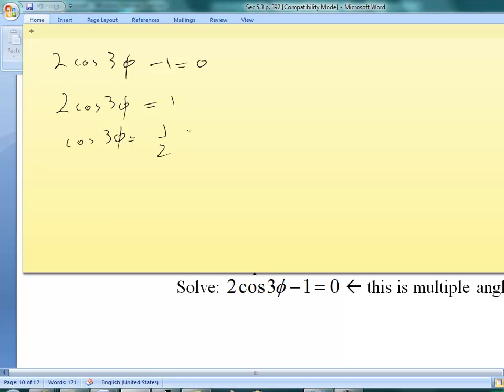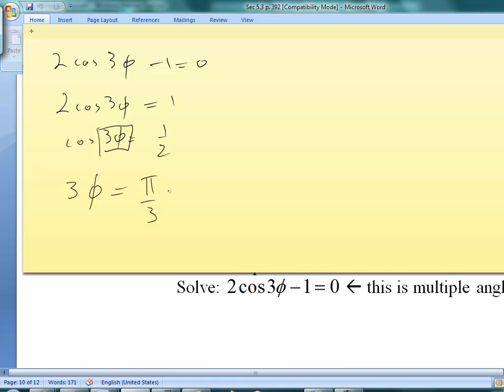You've got to know your friends. The only trick here is that the angle we are talking about is 3 phi. All right, so you have to keep that in mind. So what we're going to do is say 3 phi is an angle such that its cosine is 1/2. Well, if you go into the friends table, the cosine of 60 degrees is 1/2, and 60 degrees is pi over 3 radians. So it will be pi over 3.